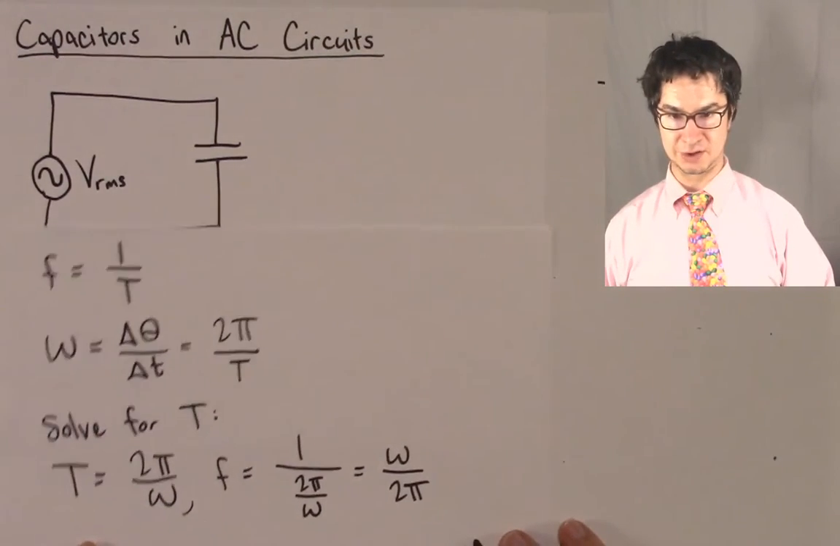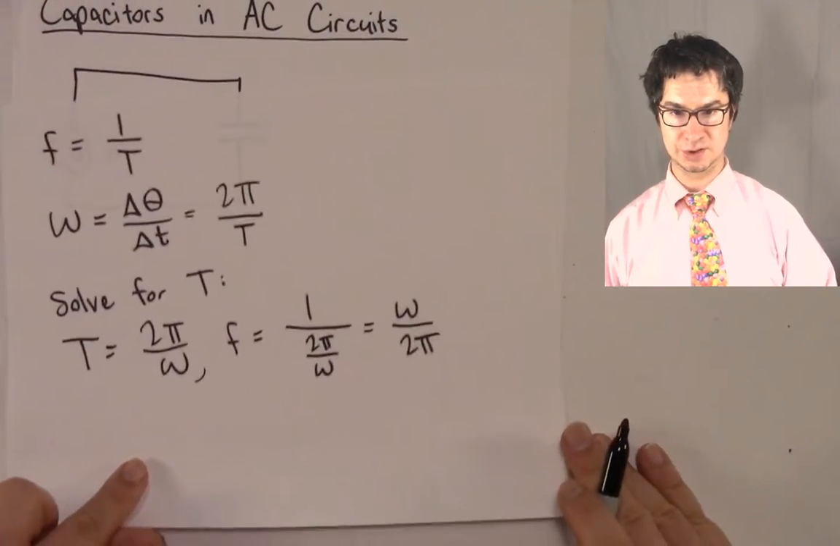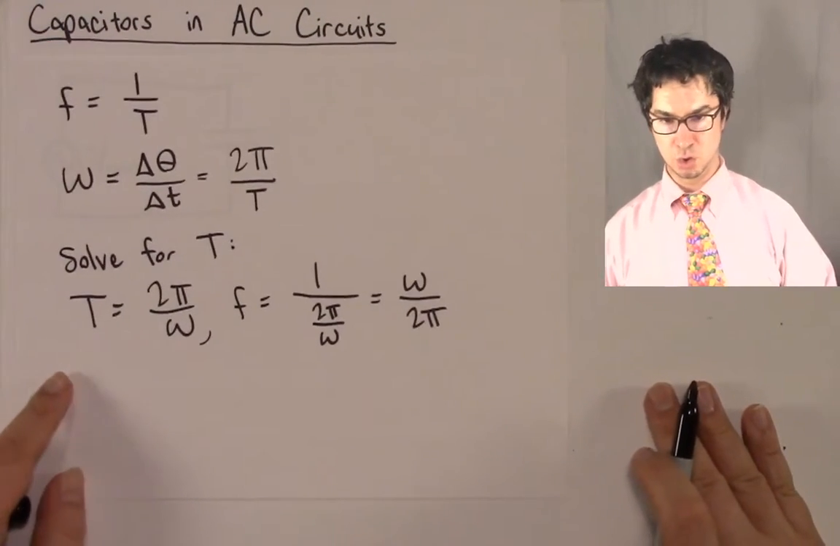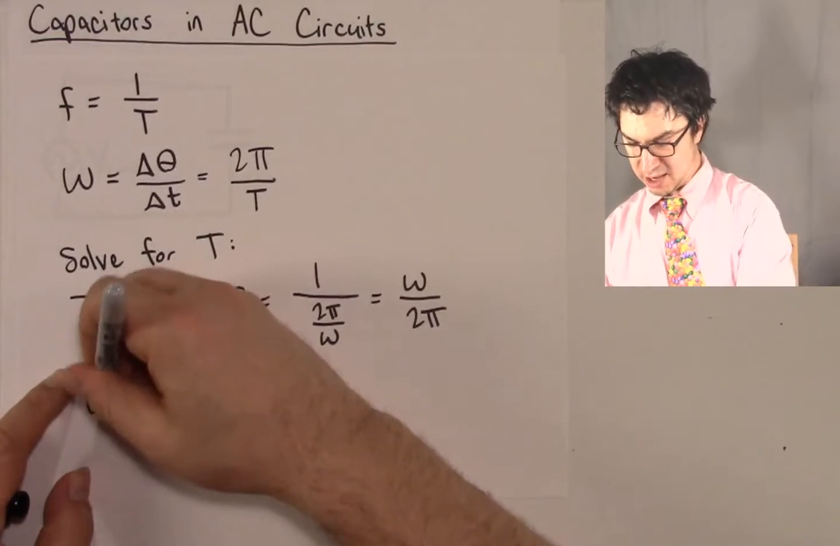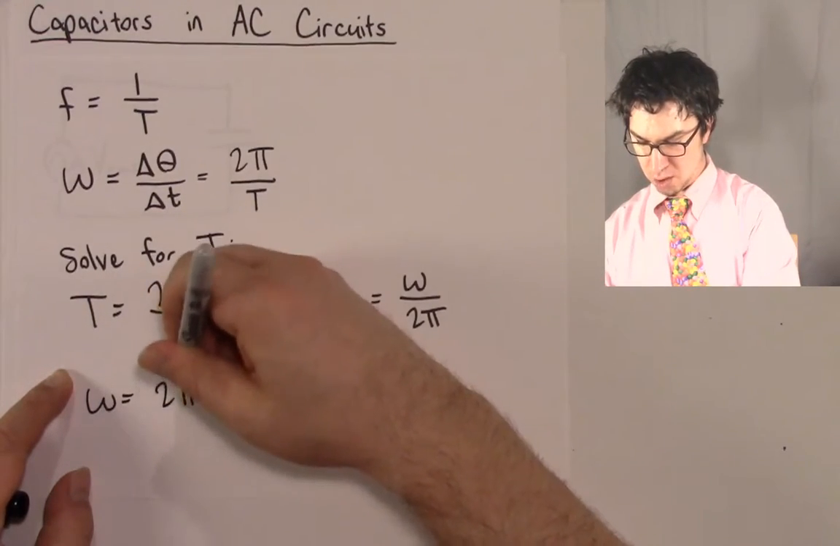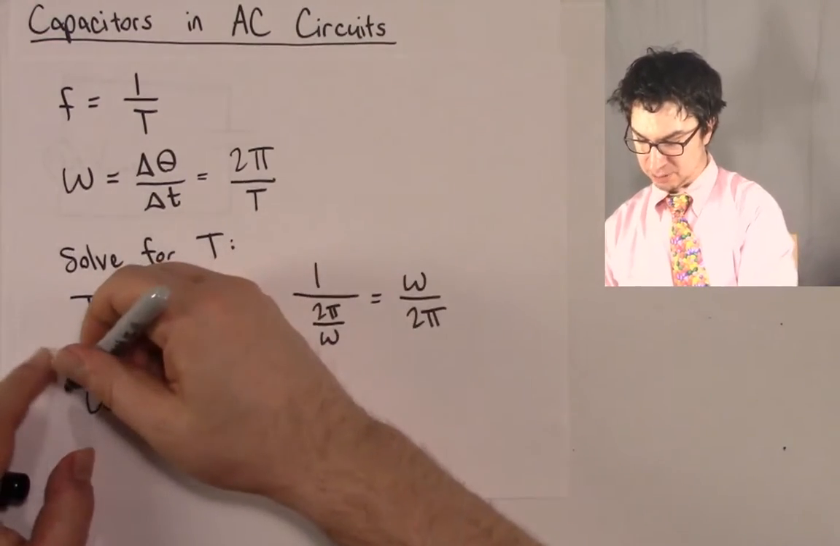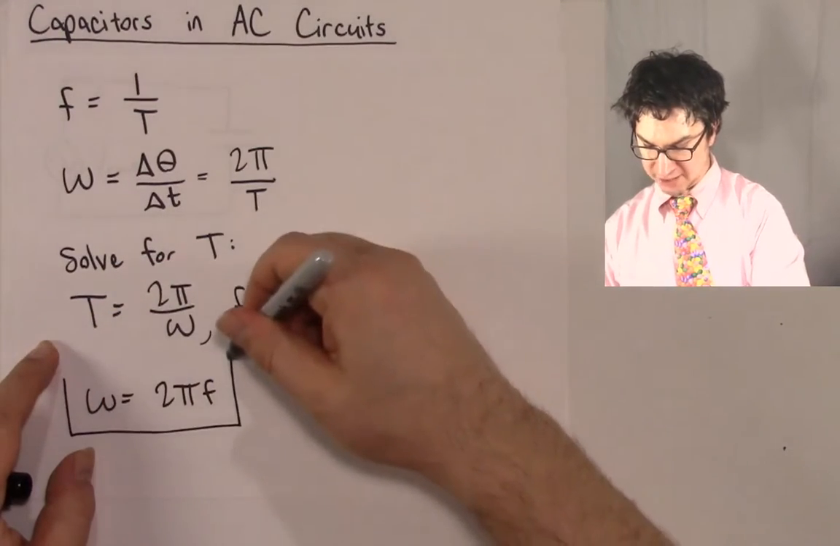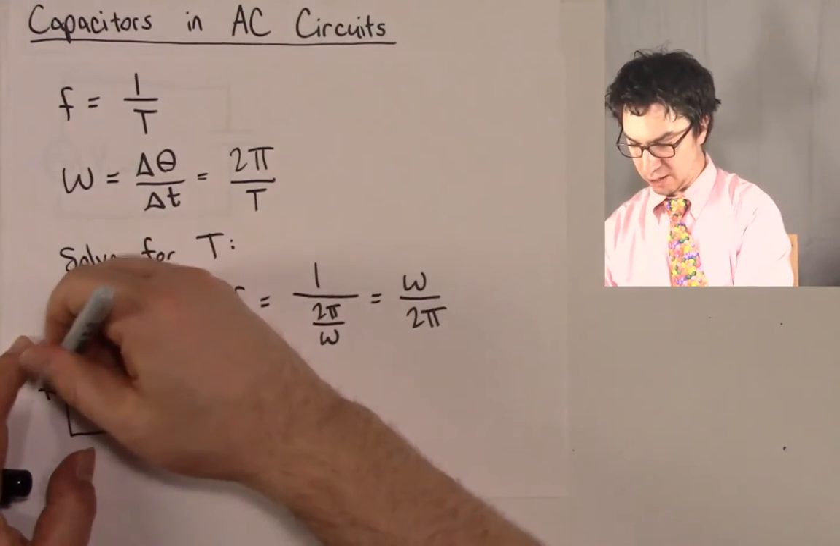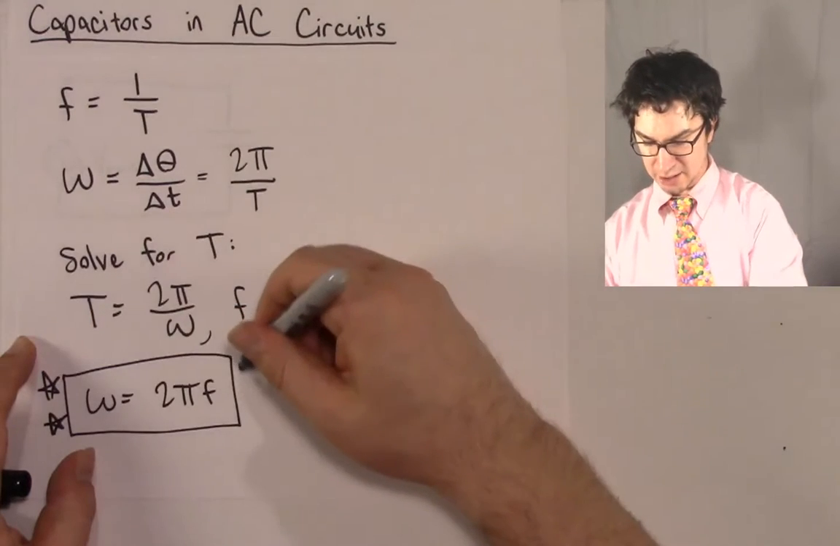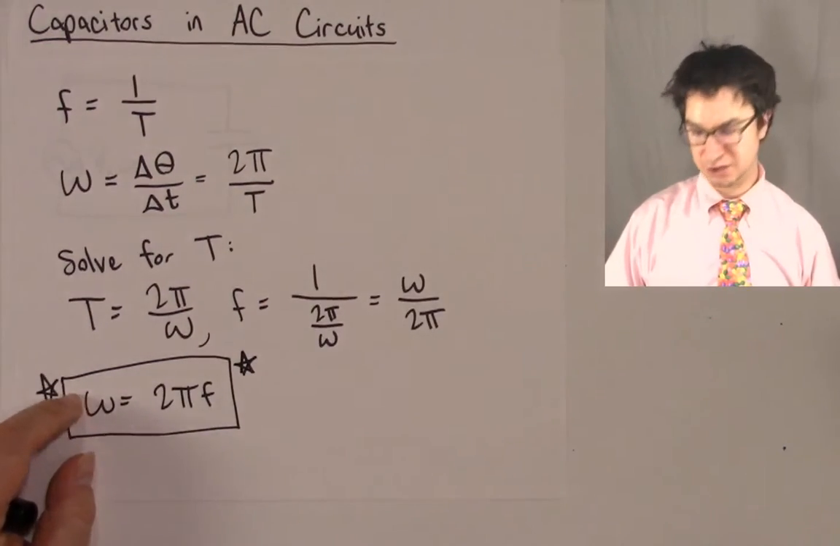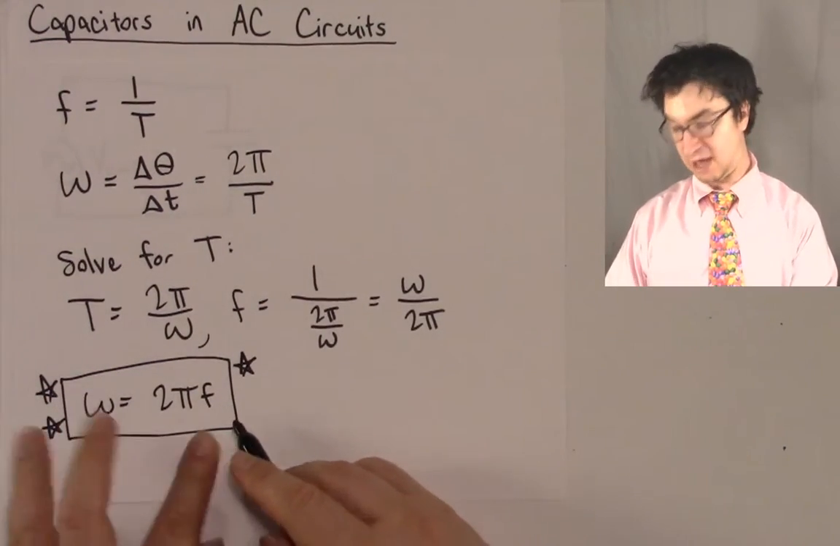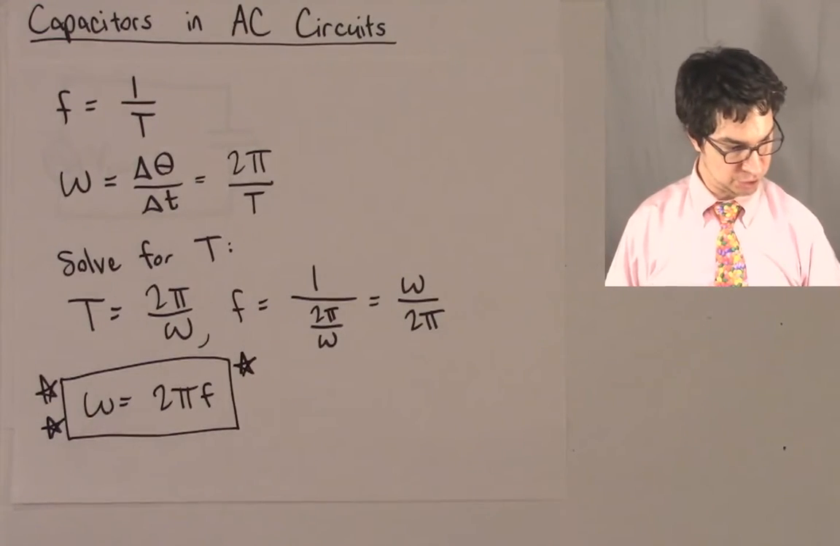And if you solve this for omega, we're going to get omega equals 2 pi f. And please put a rectangle around this and star it, because this is how you calculate the angular velocity omega from the frequency f, and vice versa. Okay, very important equation right there.